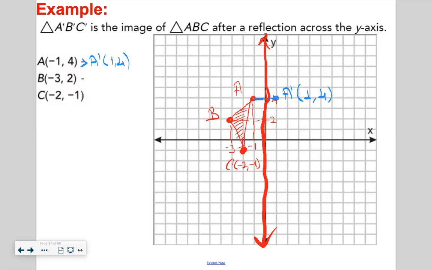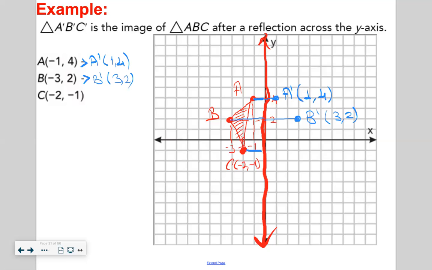What about B? 3 units far away. 1, 2, 3 units far away from the line of the reflection. So the image is going to be in the opposite direction, 3 units far away from the line of the reflection as well. 1, 2, 3. So this is B prime. The coordinate is 3, 2. B prime, 3, 2.